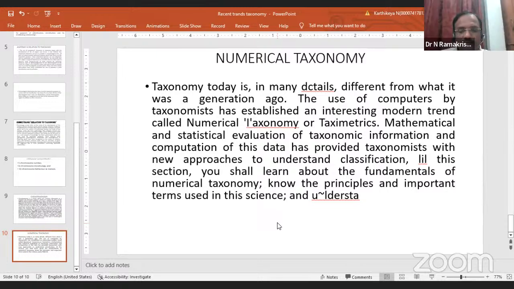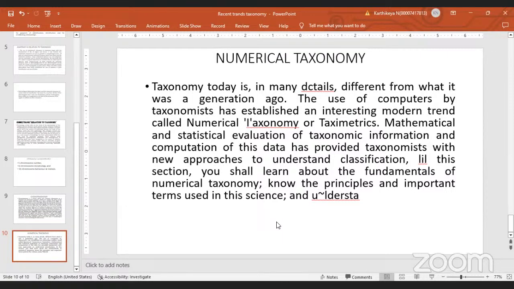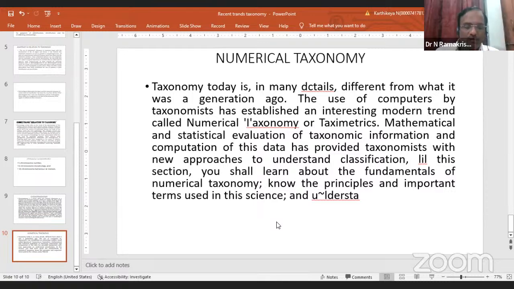Understand? Yes, sir. Next, one more short lesson is biosystematics. What is the meaning of biosystematics?